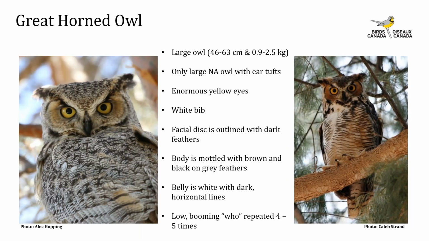The great horned owl is the largest owl and the only large North American owl with ear tufts. We do have a long-eared owl, but it's considered a medium-sized owl, so I guess it doesn't quite fit in this category. So the great horned owl has these enormous yellow eyes that allow them to hunt for prey at night. They have a facial disc that's outlined with dark feathers, and the neck and throat give them an appearance of wearing a bib. Their back and wings are mottled with brown and black on a gray background, and their belly is whitish with dark horizontal lines.